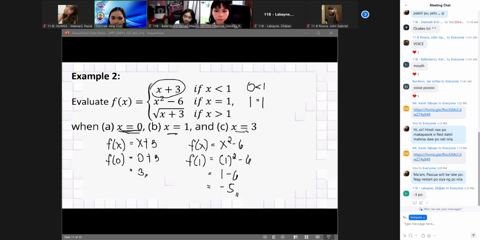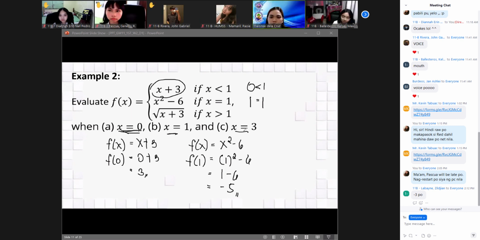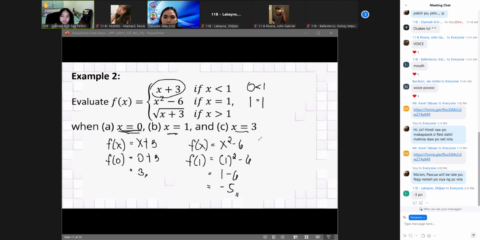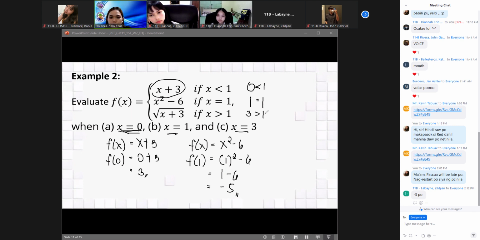X is equals to 3. So what condition? Yes. Ma'am, the third condition because 3 is greater than 1. Okay, so 3 is greater than 1. So therefore, we are going to use yung function number 3, which is yung f of x is equal to the square root of x plus 3.